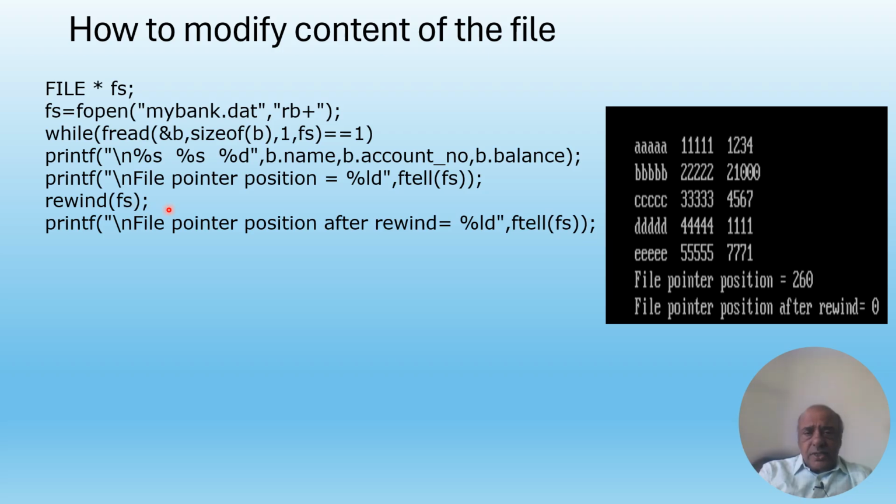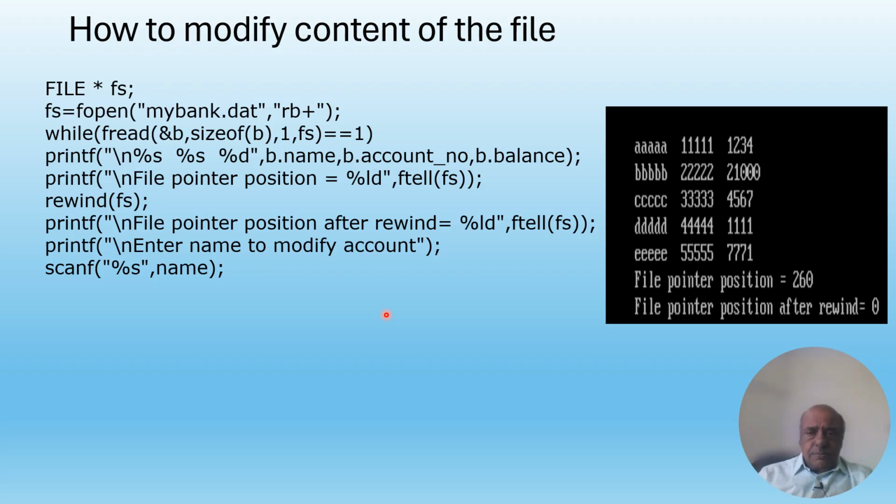Then we rewind the file, which causes the pointer to reset and go to the 0th location of the file buffer, and that location, the ftell fs file pointer position after rewind, is given to us by using the function ftell again, and we get the output as 0 after execution of this second instance of the ftell function after the file is rewound.